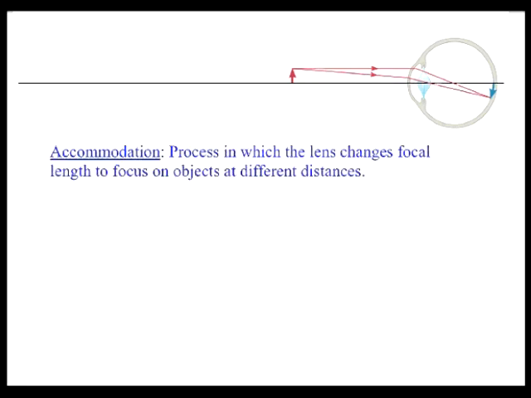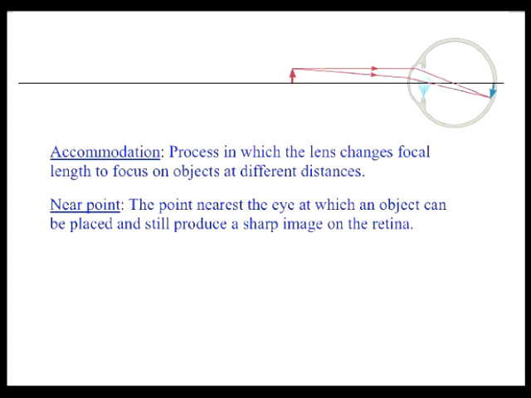Accommodation is the process in which the lens changes focal length to focus on objects at different distances. When you hold a book too close, the print is blurred because the lens cannot adjust enough to bring the book into focus. The point nearest the eye at which the object can be placed and still produce a sharp image on the retina is called the near point of the eye. The ciliary muscle is fully tensed when an object is placed at the near point.